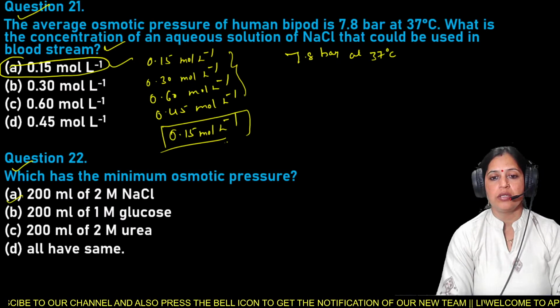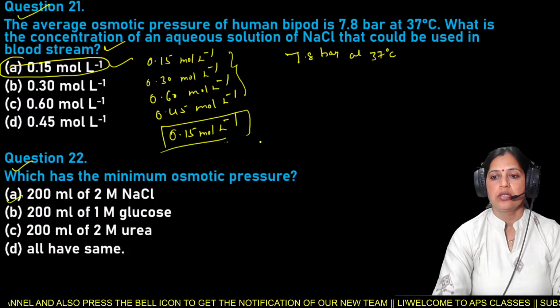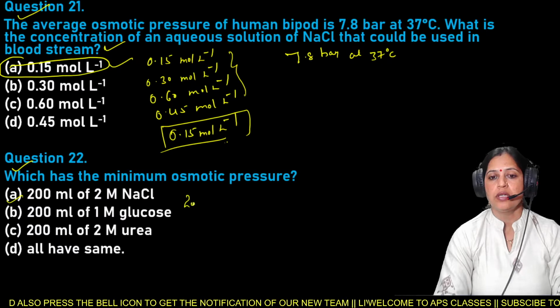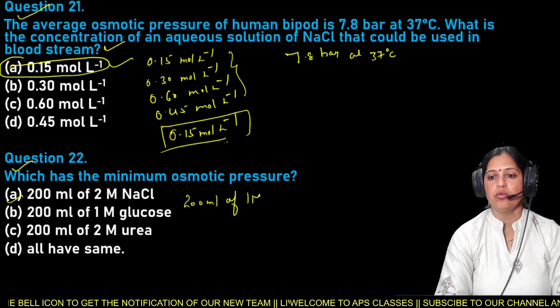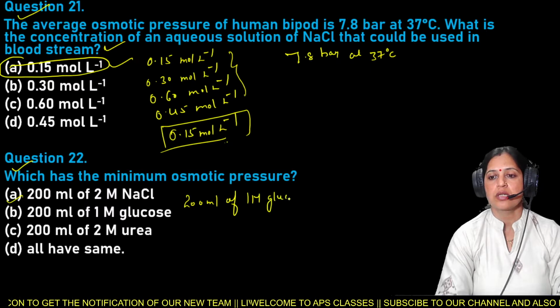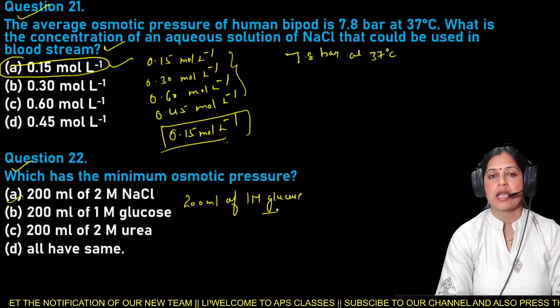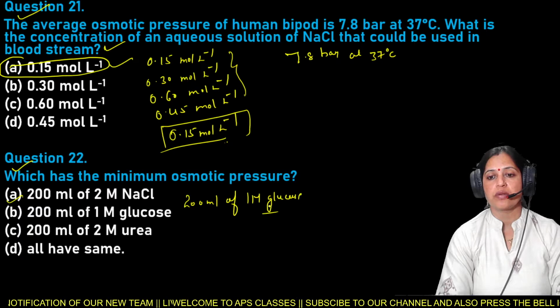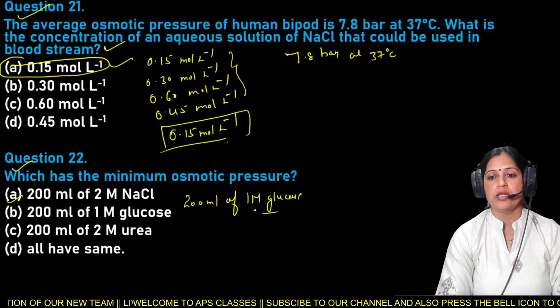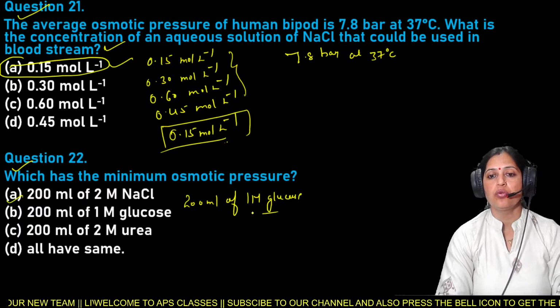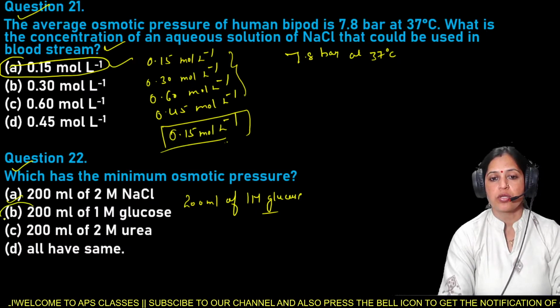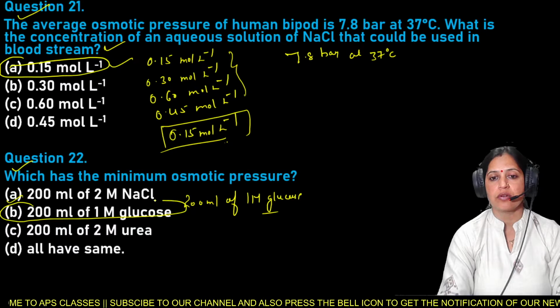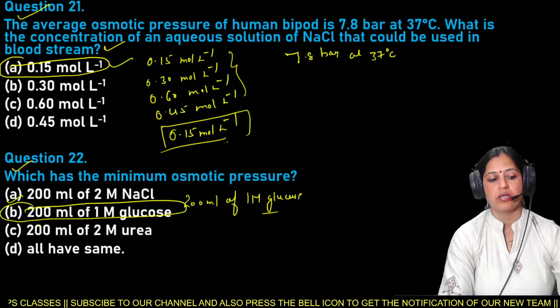So 200 milliliter of 1 mole glucose. This has the minimum osmotic pressure. That is 200 milliliter of 1 mole glucose has the minimum osmotic pressure. So option B is the right answer for the question number 22.